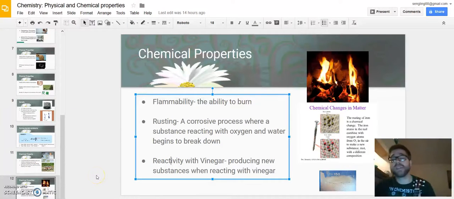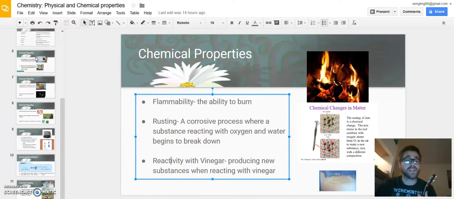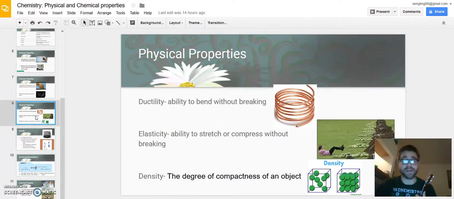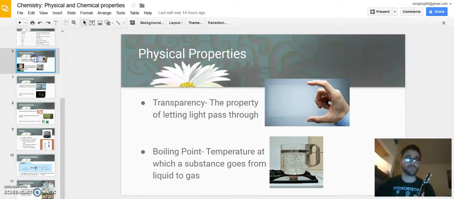So this final part, these chemical and physical properties, they're not difficult to understand, but there's a lot of vocabulary that you're going to need to study. You need to make sure you know these 3 words, and you're going to need to make sure that you know what density is, you know what elasticity is, you know what ductility is, you know what melting point is, and brittleness, and transparency, and boiling point. Make sure you know what those things are.